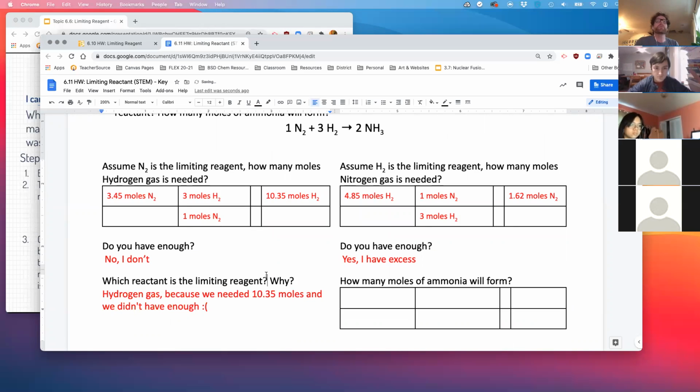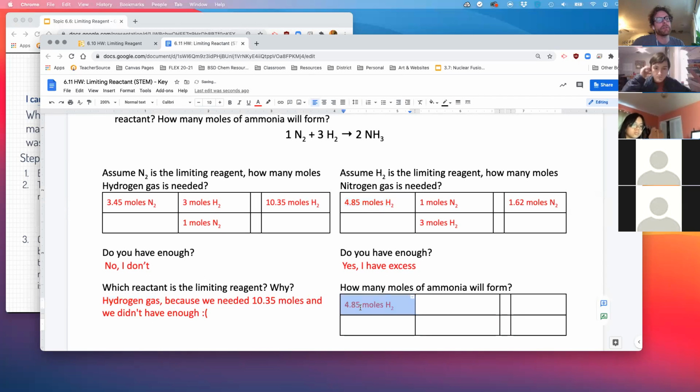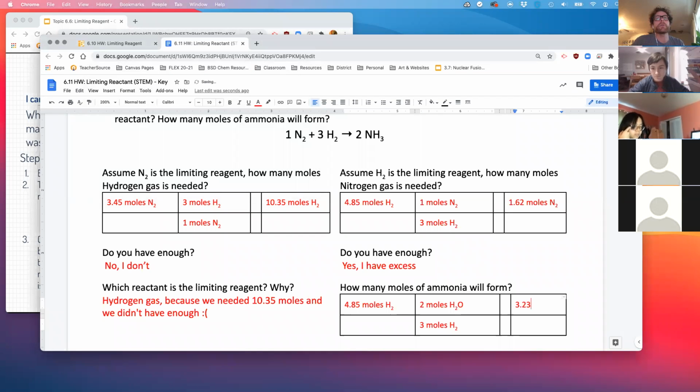So, how many moles of ammonia will form? Well, basically, now that I've said that hydrogen gas is my limiting reagent, I can go with my hydrogen gas and do the whole problem. So hydrogen gas right here, it's going to go from moles of hydrogen gas into moles of NH3. And I look at my balanced equation and I say that it is 3 of these for every 2 of these. So all I do on my calculator is 4.85 times 2 divided by 3, and I would get 3.23 moles. Did I say H2O? I meant NH3.